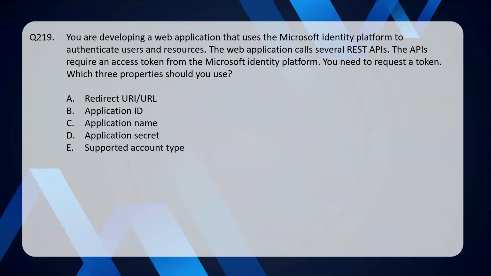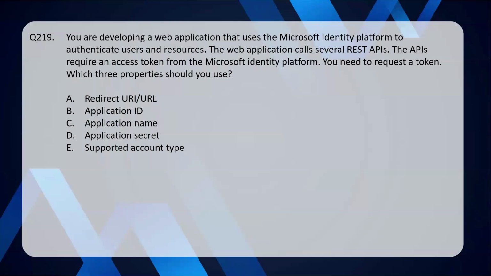The statement for question number 219 is you are developing a web application that uses the Microsoft Identity Platform to authenticate users and resources. The web application calls several REST APIs. The APIs require an access token from the Microsoft Identity Platform. You need to request a token. Which three properties should you use? Your options are redirect URI or URL, application ID, application name, application secret, supported account type.